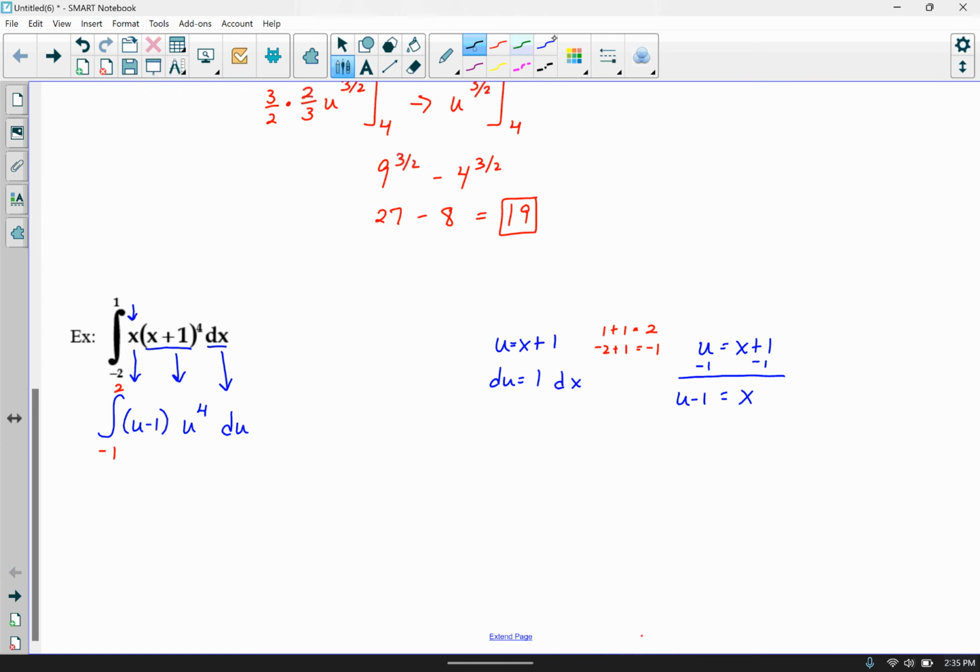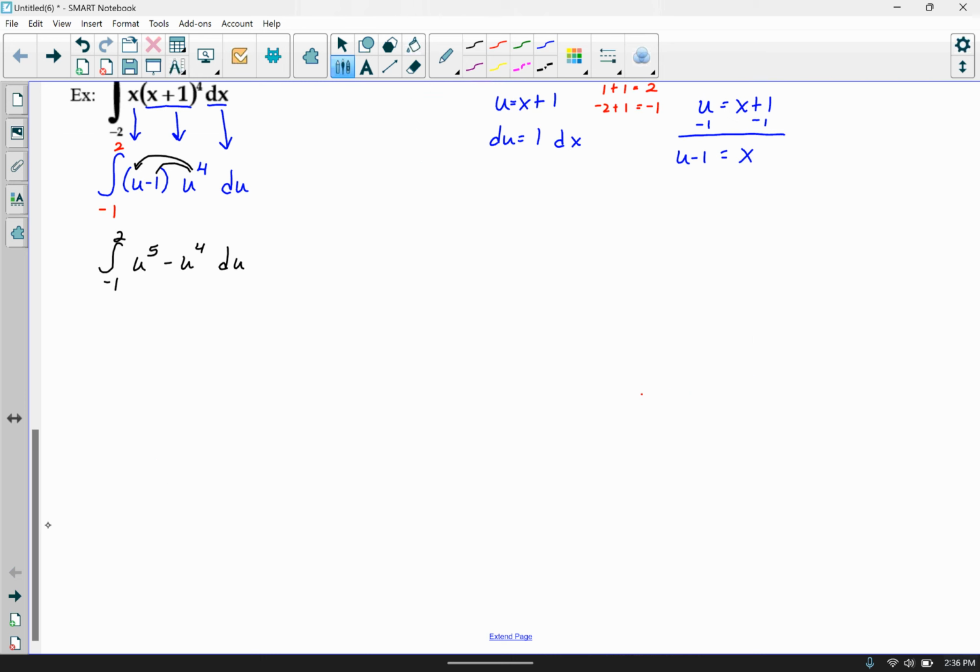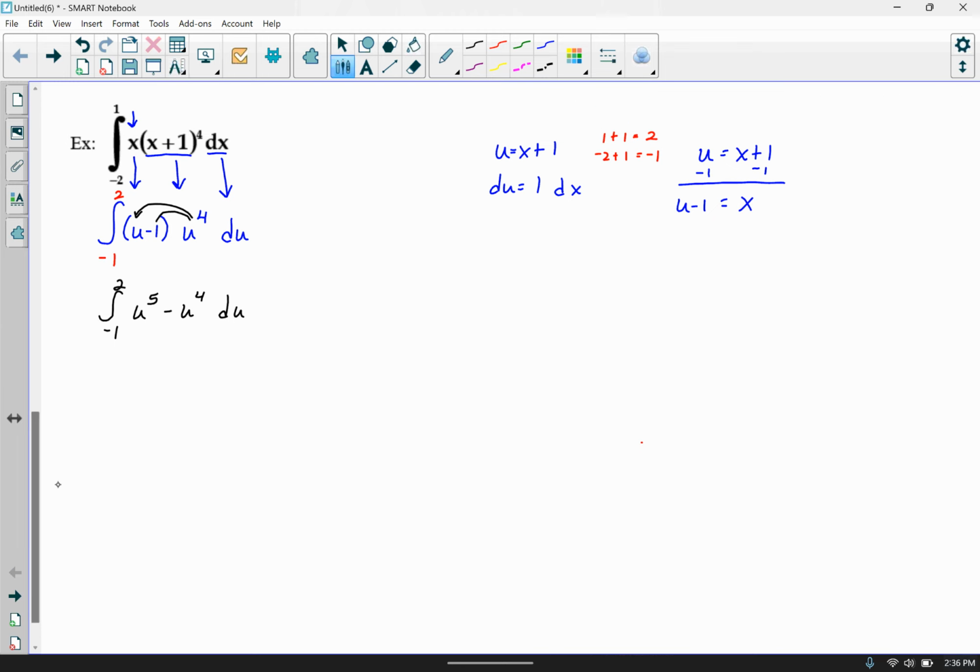So I will have the integral from negative 1 to 2 of u to the fourth times u, which is u to the fifth, minus u to the fourth times 1, so minus u to the fourth, du. Now we're of the form that we can use our power rule. Add 1 to the exponent, take the reciprocal, minus, add 1 to that exponent, take the reciprocal. Then we're going to evaluate from negative 1 to 2.